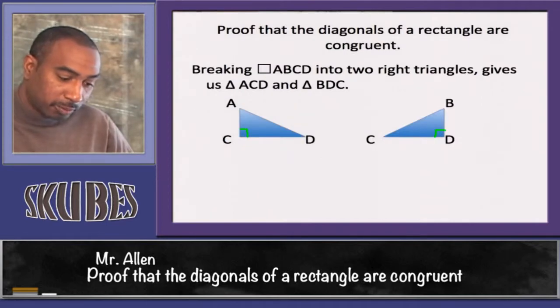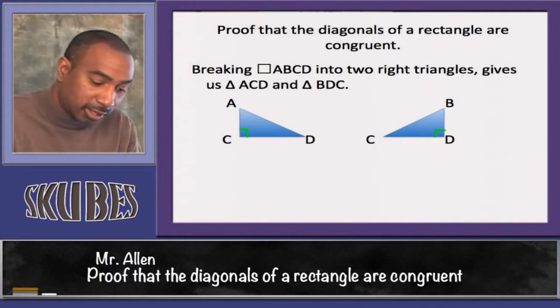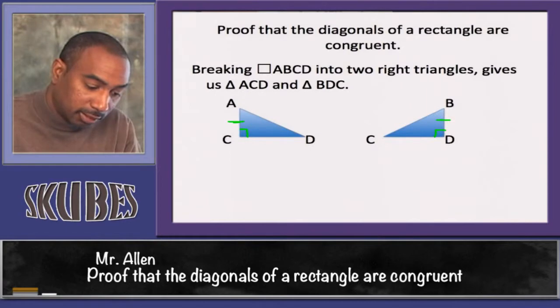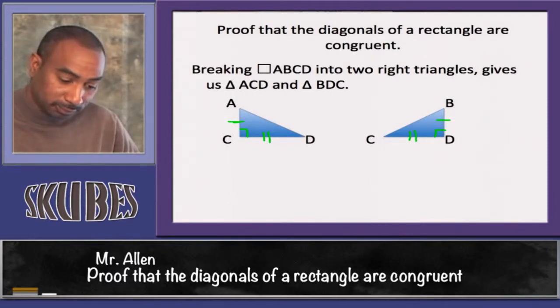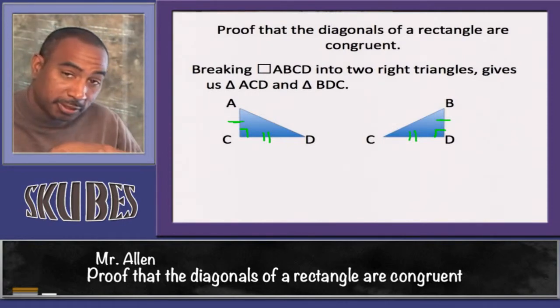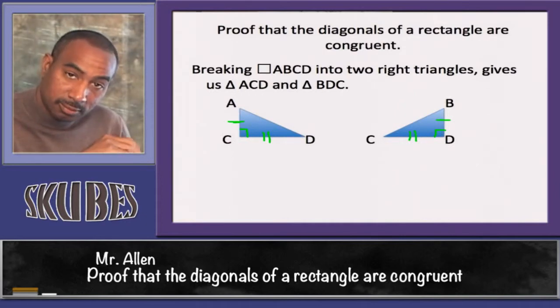All right, so when we break this into two right triangles, we know that AC is congruent to BD because of the property of a rectangle. And we know that CD is congruent to itself because of the reflexive property. Remember, it comes from that same rectangle. There's two ways to go about this. Let's look at the Pythagorean theorem, and then I'll look at the congruent triangles.